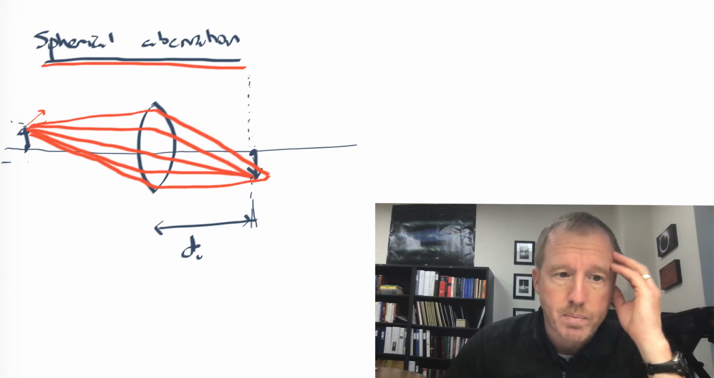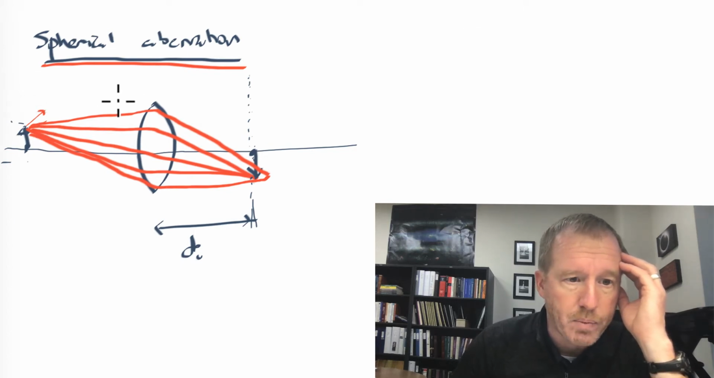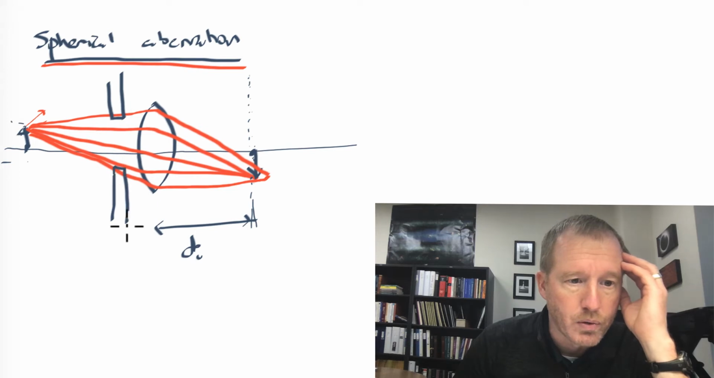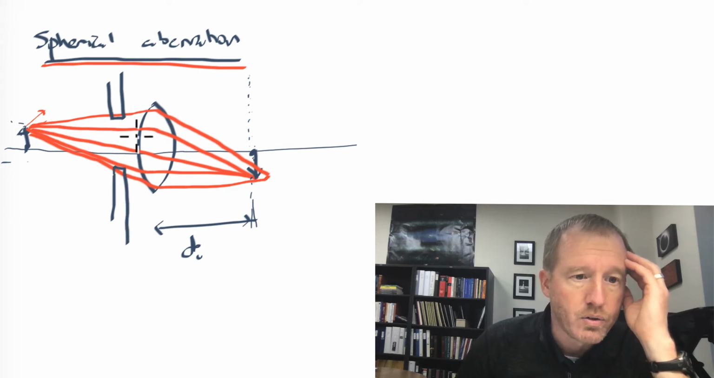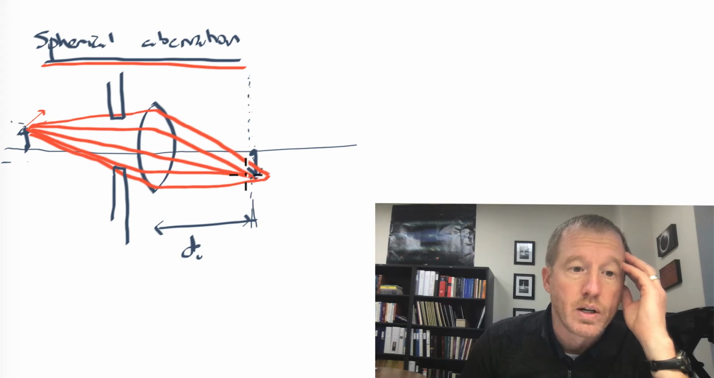How can you prevent this? Well, one way to prevent this is by using an aperture or an iris like this that will block any rays that would have gone through the edges of the lens. If you block those, then the only ones that get through are the ones that come through the middle, and they focus in the correct plane, and you'll get a sharper image.